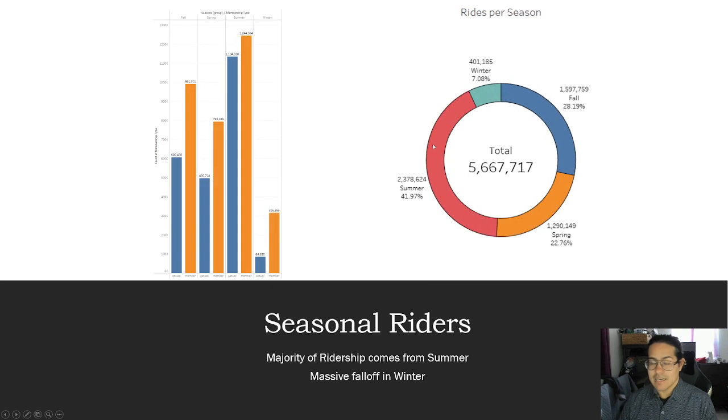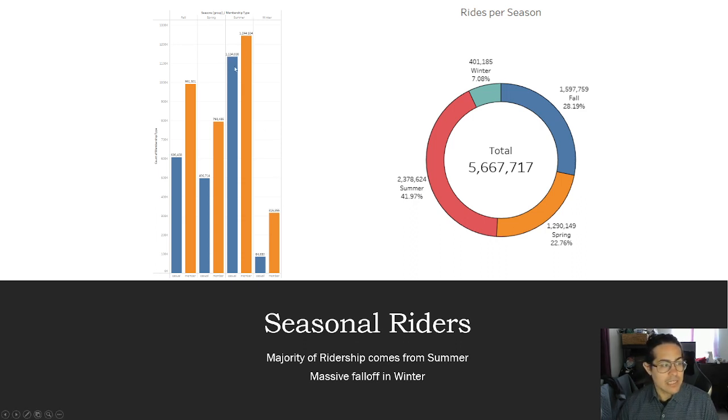And when we look into that, the data that we get is a lot more insightful. Of the total 5.6 million rides that we have, nearly 42% come from summer alone. So nearly 42% of our total revenue and stuff comes from those summer months, which are, I believe, June, July, and August.